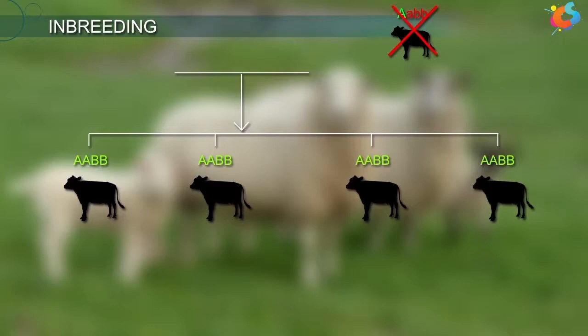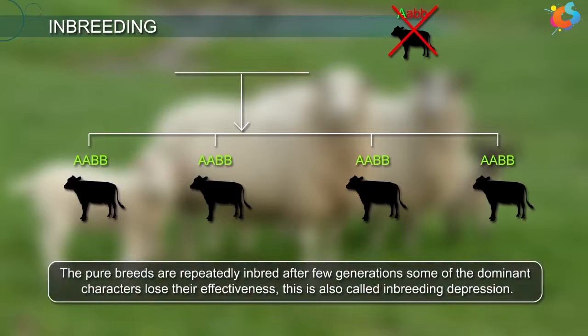However, there is a problem with inbreeding. When the pure breeds are repeatedly inbred, after a few generations, some of the dominant characters lose their effectiveness. This is also called inbreeding depression. To overcome this inbreeding depression, outcrossing is performed.